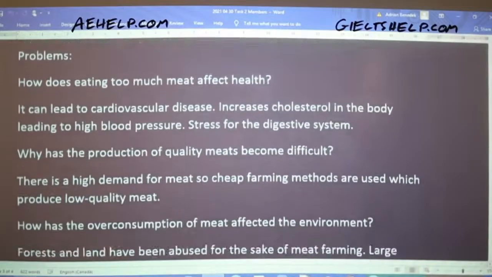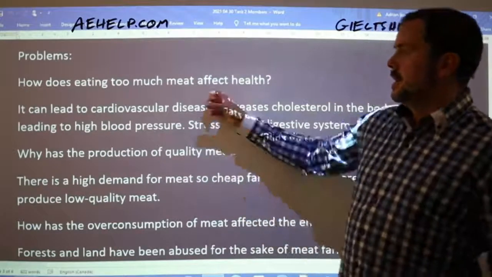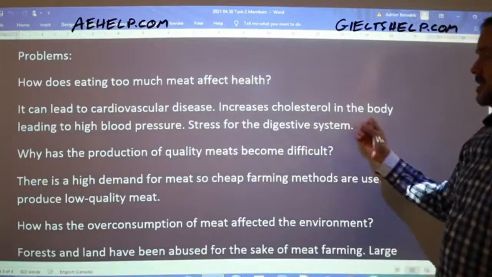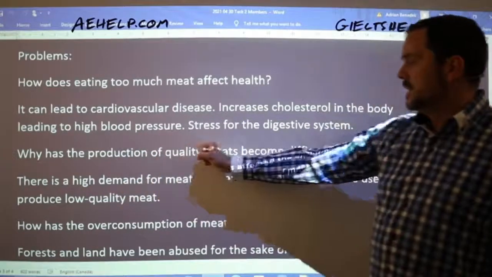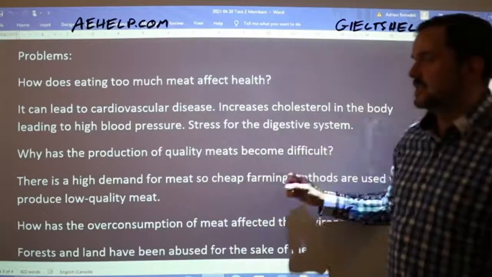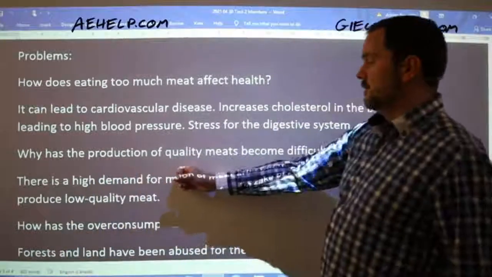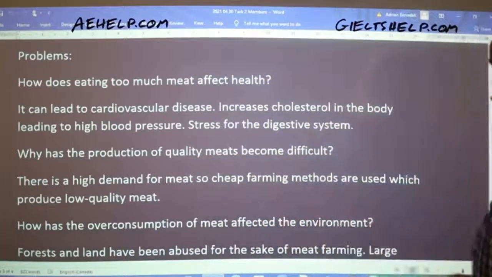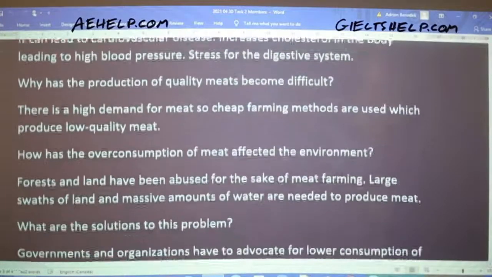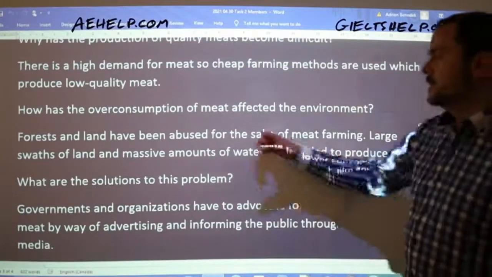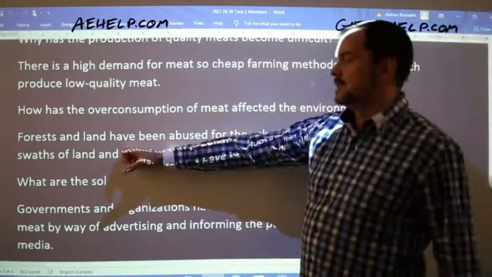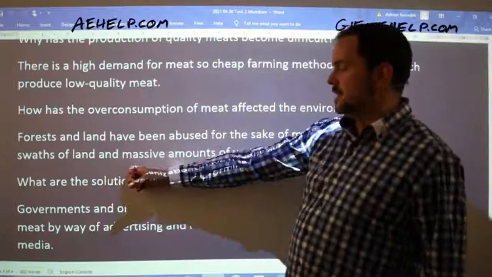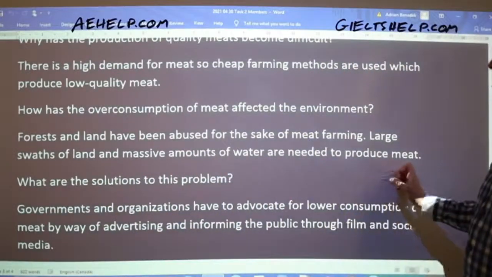Well, what are the problems of eating too much meat? How does it affect health? It can lead to cardiovascular disease. It increases cholesterol in the body. It leads to high blood pressure, and it's stressful for the digestive system. Why has the production of quality meats become difficult? Well, there's a high demand for meat, so cheap farming methods are used to produce low quality meat. How has the overconsumption of meat affected the environment? Well, forests and land have been abused for the sake of meat farming. Large swaths of land and massive amounts of water are needed to produce meat.